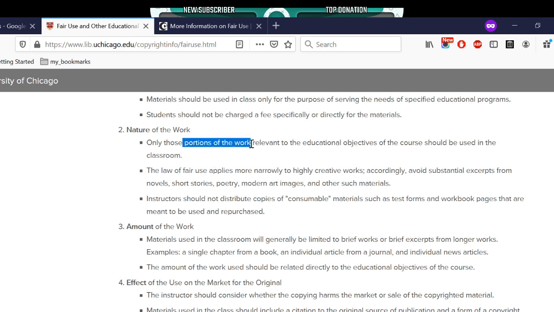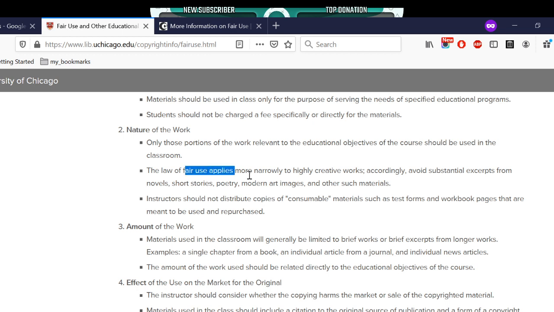Only those portions of the work relevant to the educational objectives of the course should be used in the classroom. Okay, so maybe this could apply if I actually put some effort into creating some objectives for us, kind of like you would see in a classroom, but I don't want these streams to be boring. Like, you guys aren't attending a class. We'd be reading a book together and talking about it. But it shouldn't be too hard to come up with some questions for discussion or something like that. And those could be our quote unquote objectives.